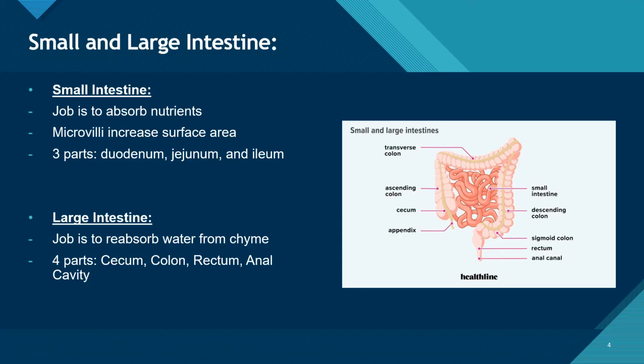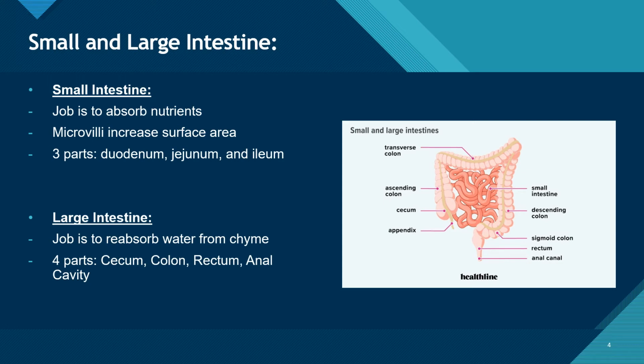Now we can start looking at the small and large intestine, which is where most of the action happens in the digestive system. So just a quick little recap on both of those. The small intestine's main job is to absorb nutrients. So all absorption of nutrients happens here, and the way it can do this is through the microvilli, which, like the rugae, increase the surface area. It also breaks down into 3 parts: the duodenum, the jejunum, and the ileum.